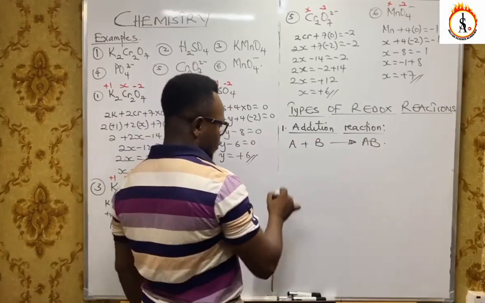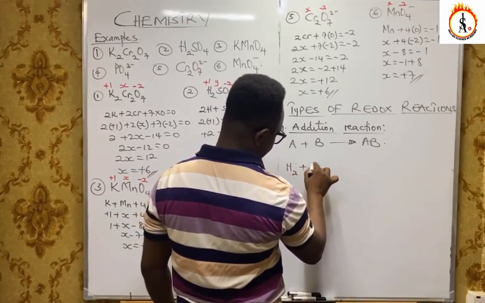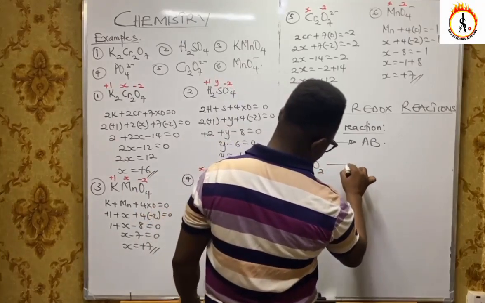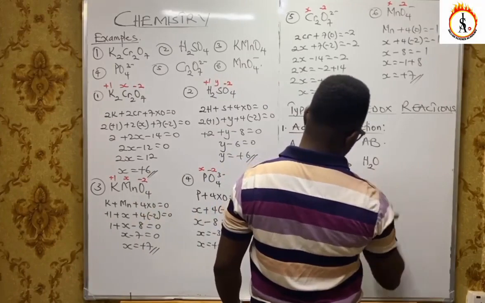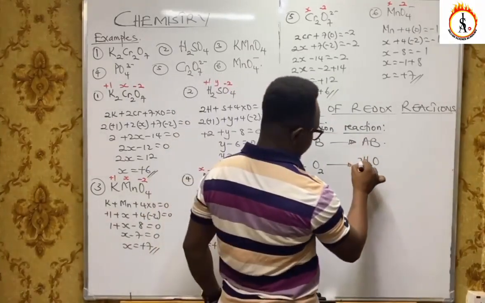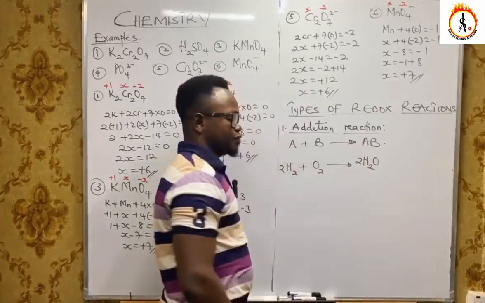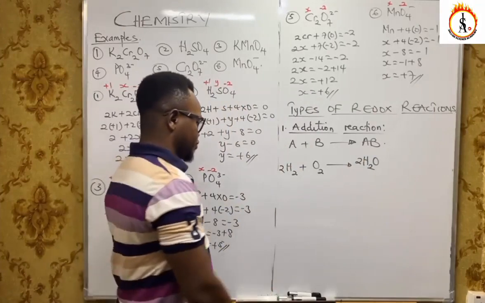So a practical example of this can be, let's say for example, we have gaseous hydrogen reacting with oxygen, and when these two are sparked, you have water that comes out of it. So if we want to balance this equation, we can place 2 here and 2 here. This is a redox reaction. Why did we say it's a redox?